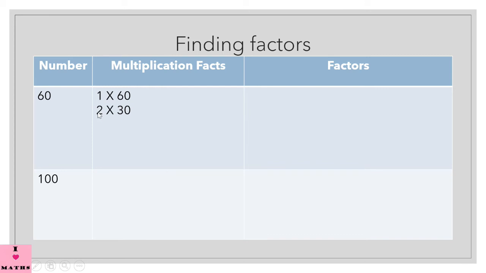Okay. Now after 2, the next number is 3. Now if you divide 60 by 3, 3 2s are 6 and 0. So 3 20s are 60. So 3 and 20 both are the factors of 60.